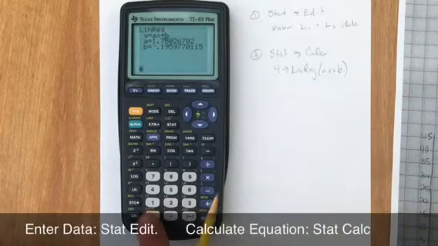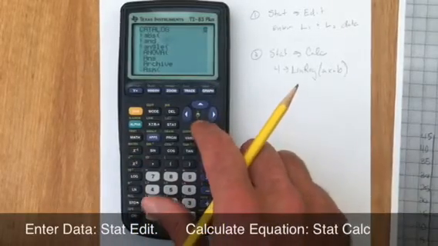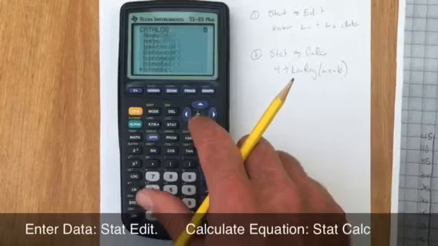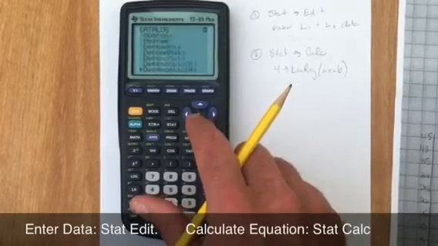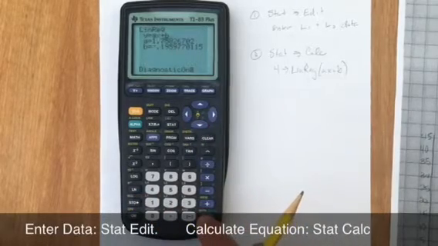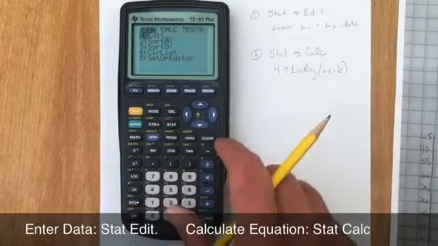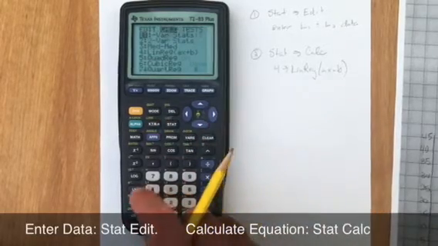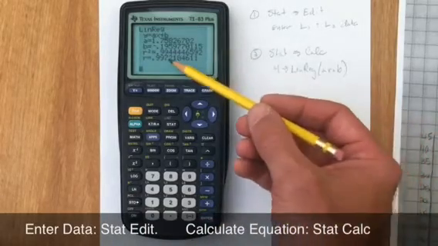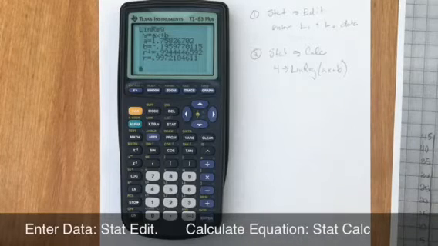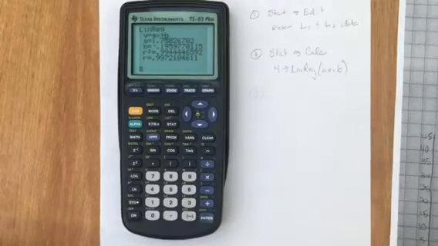If that ever happens to you, you need to come down and use the catalog. So I'll go to second catalog, and I'm going to arrow all the way down to diagnostics on, and enter, and enter. And now if I go back to stat calc and enter, I now get my R values, and there's my R value right there. So if the question asks for that for you, you can go ahead and do that. So I have my stat edit, my stat calc.